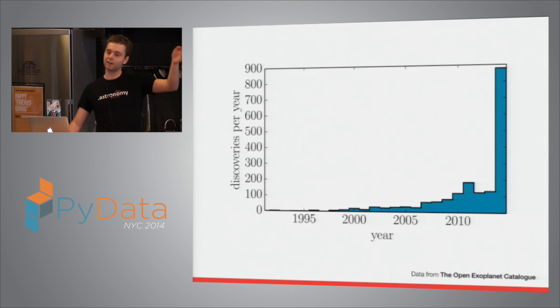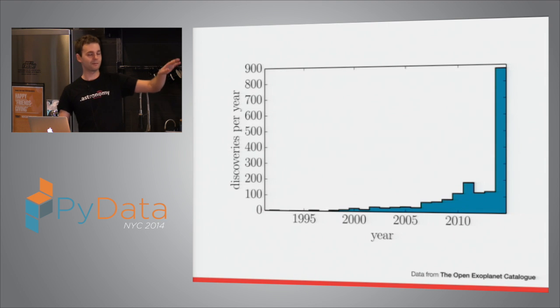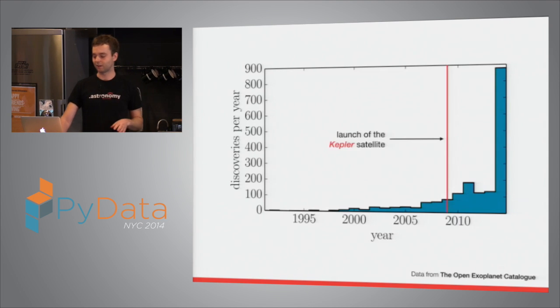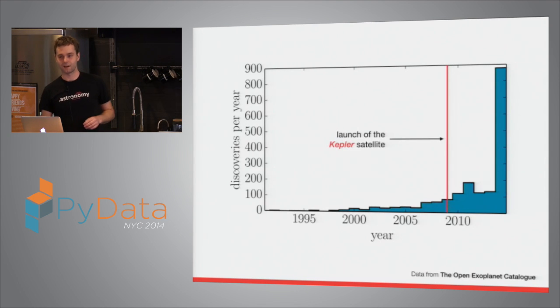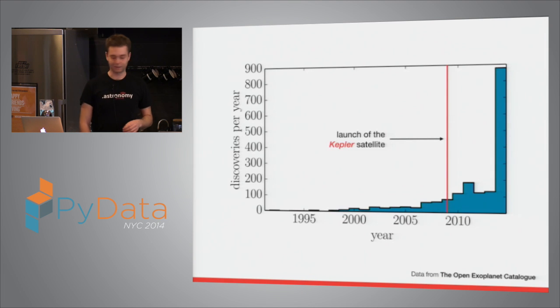And a lot of this big rise in recent years is due to something called the Kepler satellite that I'm going to be talking about in a lot of detail. And it was launched in 2009. And so that started this big spike.